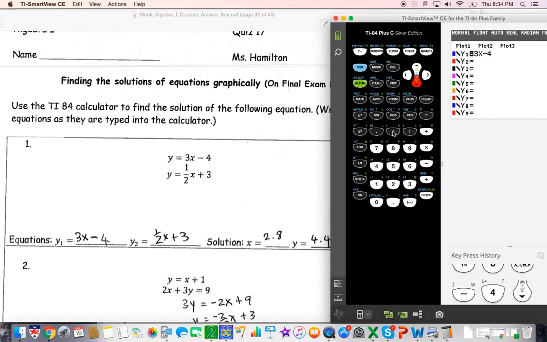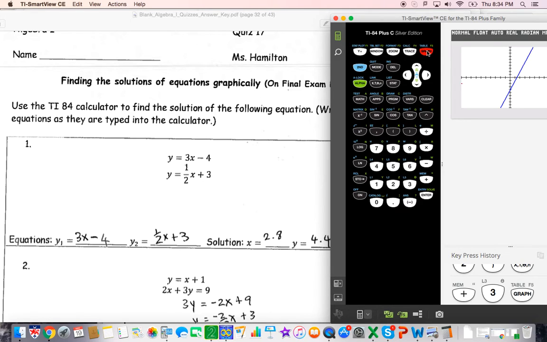If I have a fraction, I put it in parentheses. So we have 1 over, and over is just my divide by sign, 2. And again, we have x here, plus 3. So now that I have both equations typed into the calculator, I go ahead and press graph, and the calculator is graphing both lines.